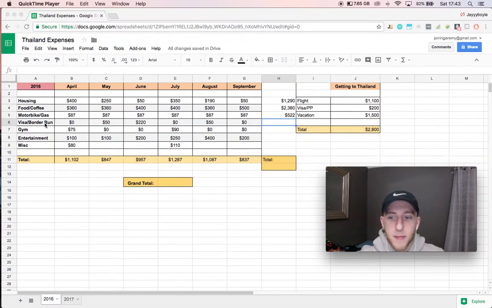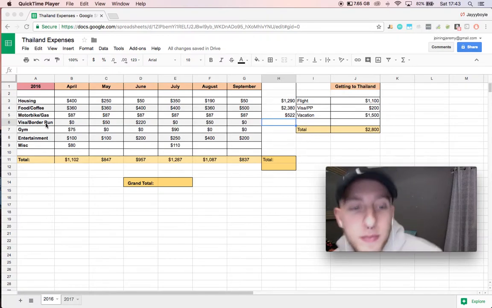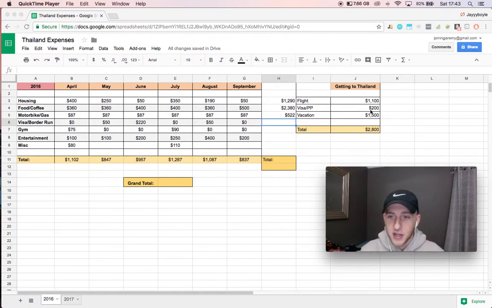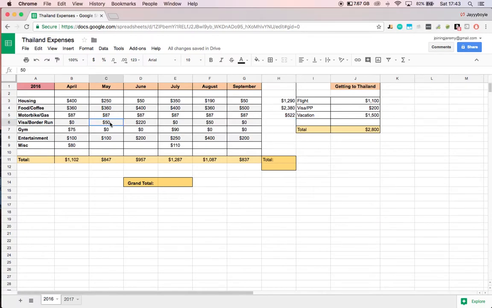And then my other expense was Visa and Border Run. So my Visa, as I showed here, was $200. That would give me basically a 6-month entry into Thailand. After the first 60 days, you need to extend your Visa for another 30 days, which would be $50. So that's the expense here in May, was $50.